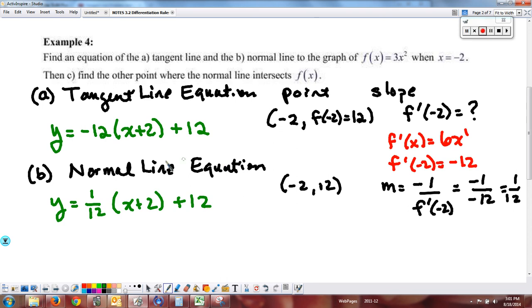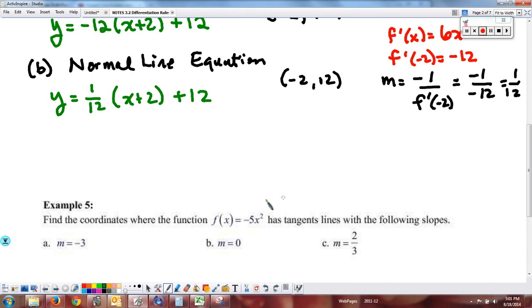All right, and now let's take a look at the picture of this to see what we have. We have 3x squared, which is nothing more than a basic parabola with a vertical stretch. Okay? So we have our parabola with our vertical stretch, so I'll make it a little bit taller than it normally is. And we're looking at negative 2, so our point (negative 2, 12), let's say that's about here.